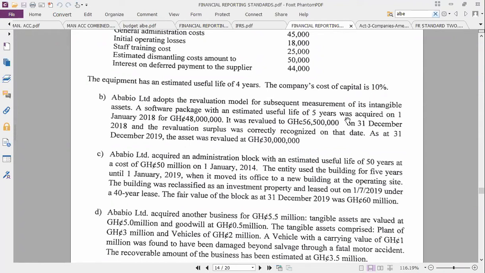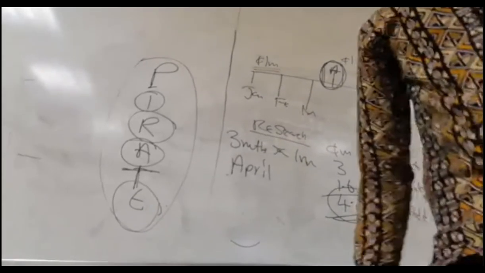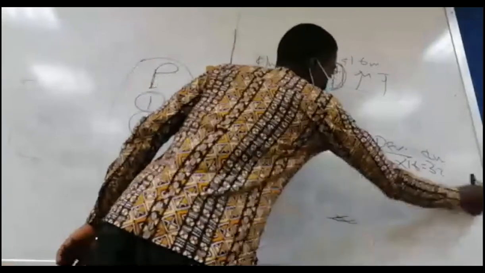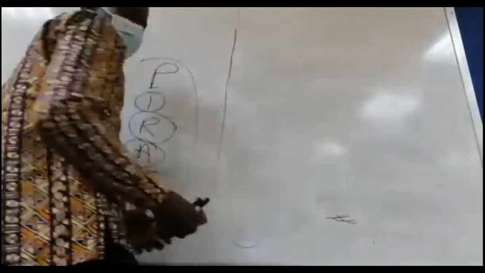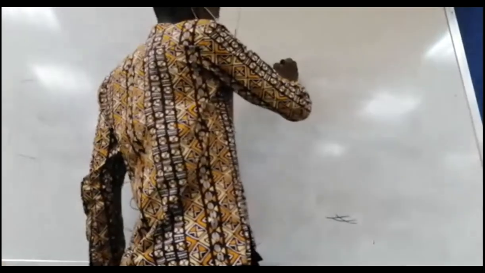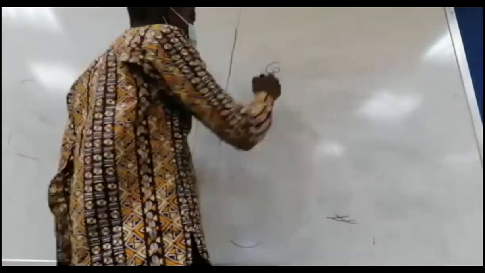So let's start line by line as usual. A software package with an estimated life of 5 years was acquired on 1st January 2018 at the cost of 48 million. So first, let's calculate the depreciation per year. Step by step, we will call it amortization. So we have to amortize the software. Why? Because it has a useful life of 5 years. So first, quickly, let us examine that amortization. I start like this: cost of the software. As usual, we're hunting for maximum.